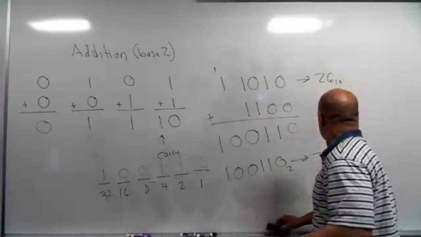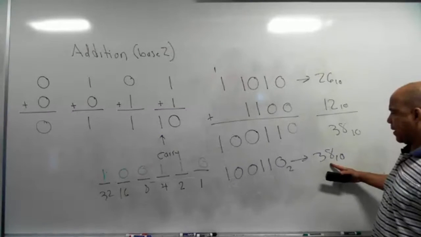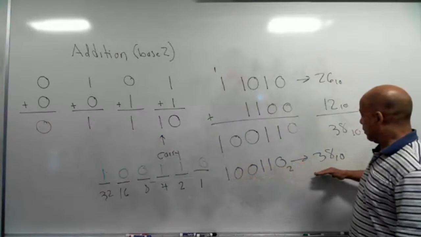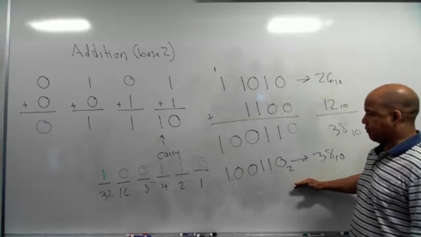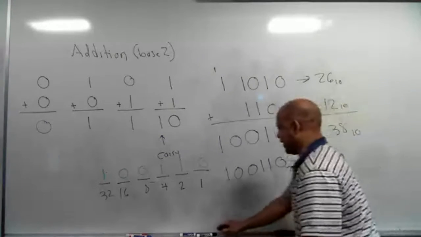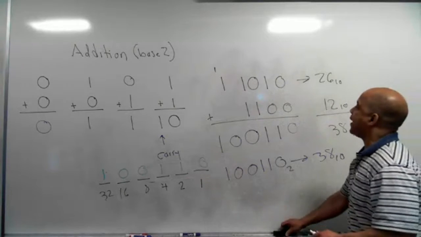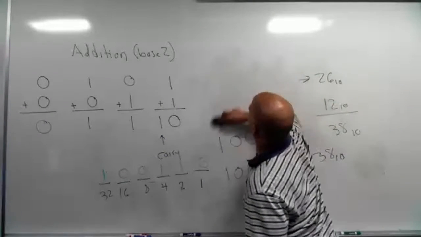Anybody else? Questions, comments? Why does it become 38 base 10 at the end? I'm converting this binary number to decimal, right? So I just used basically an extension of the 8421 code. I did the same thing as in the example.